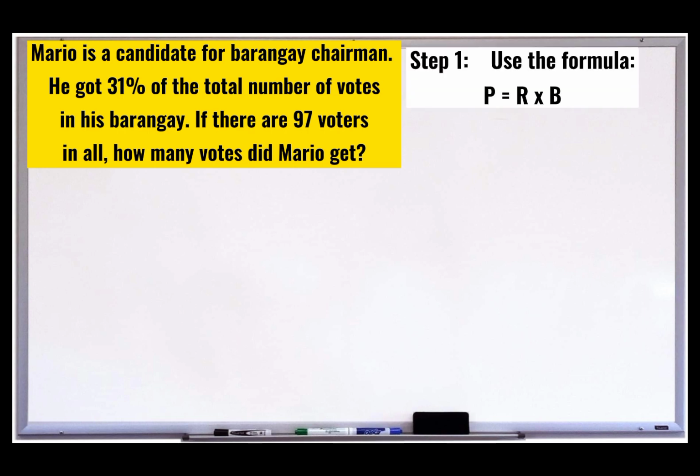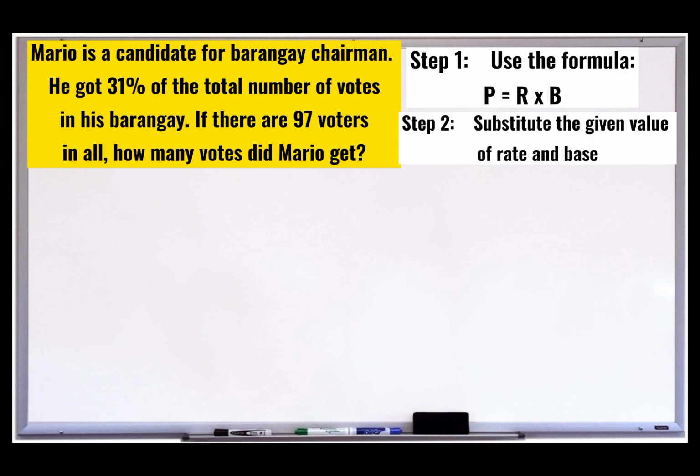Step 1, we are going to use the formula to get the value of percentage, which is percentage equals rate times base, or P is equal to R times B. Next, we are going to substitute the given value, the value of rate and the base. So, itatapat lang natin ang 31% doon sa rate and then ang 97 naman doon sa base.